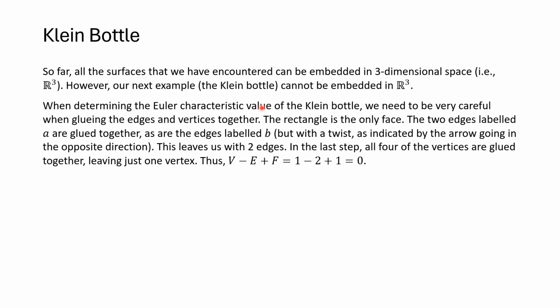In terms of the Euler characteristic, we need to keep in mind that there's a twist when we're doing the joining of the edges. So the rectangle is the only face. The 2 edges labeled A are glued together, and we also glue the edges labeled B, but there's a twist. So when we're done, we have 2 edges, when we do the joinings as directed here. Then the last step, and I'll show you this in a little more detail later, all 4 vertices are glued together, and that leaves just 1 vertex. So our V minus E plus F is 1 minus 2 plus 1, and we get 0.